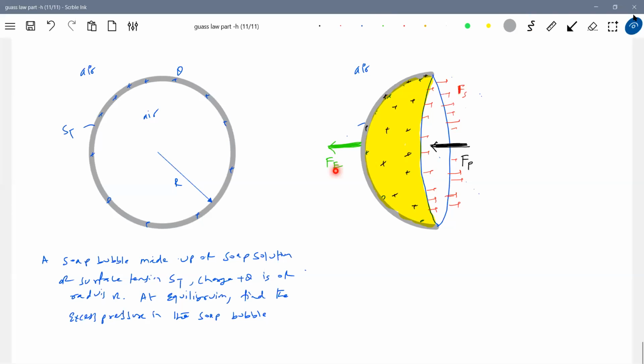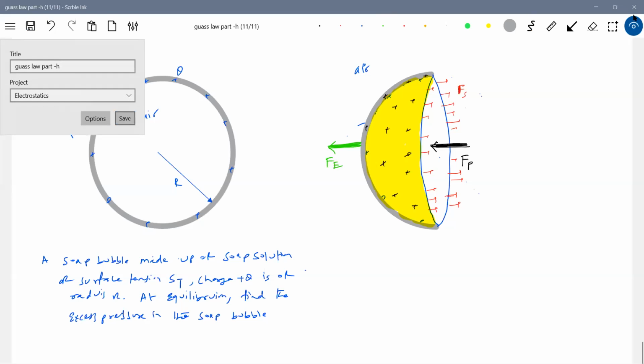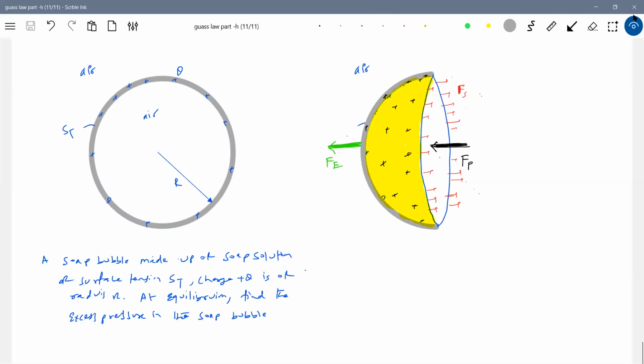Yesterday, did we discuss such things? Can you remember the idea of electric pressure? There, the force exerted by one half on the other half, from electric pressure, I brought this formula: Q square by 32 pi epsilon naught R square. Okay, let me equate these two. At equilibrium, the force due to surface tension should balance the electrostatic force and the force due to excess pressure.